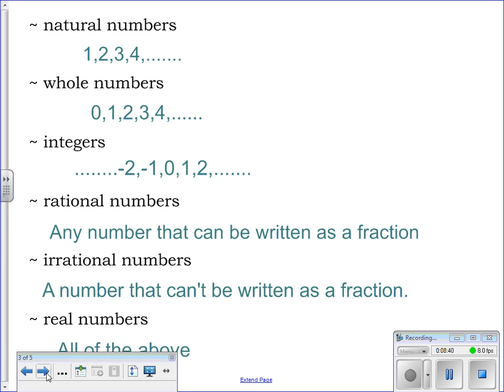Decimals are where we start to have issues. If I can make a decimal into a fraction, it's a rational number. 0.25, that's 1/4. 0.3 repeated, that's 1/3. That is a rational number. Any decimal that terminates, any decimal that repeats itself in some manner is a rational number, because you can make that into a fraction. Some of them are harder to do than others, but you can do it.